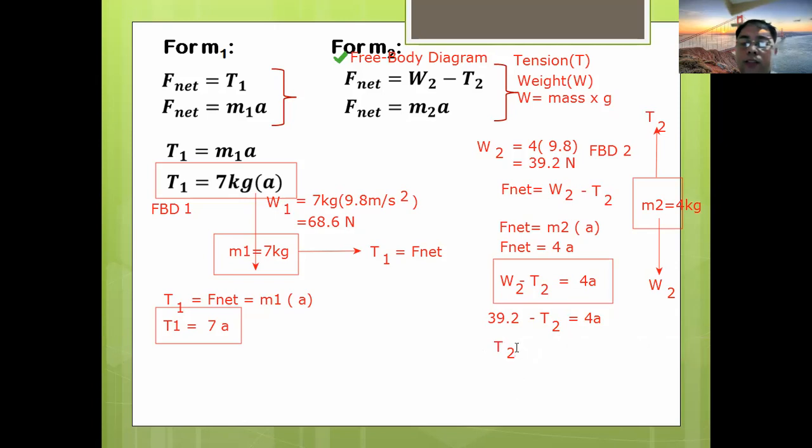So let me just use my algebra, by transferring some terms here. So we will have here a value which is 39.2 minus 4A. That will be our value now.